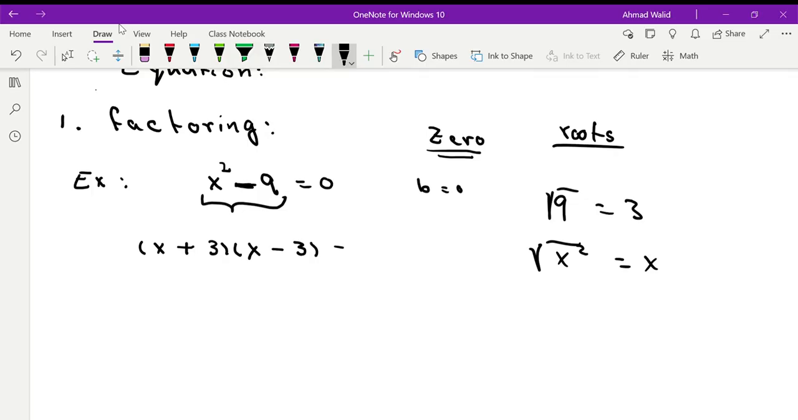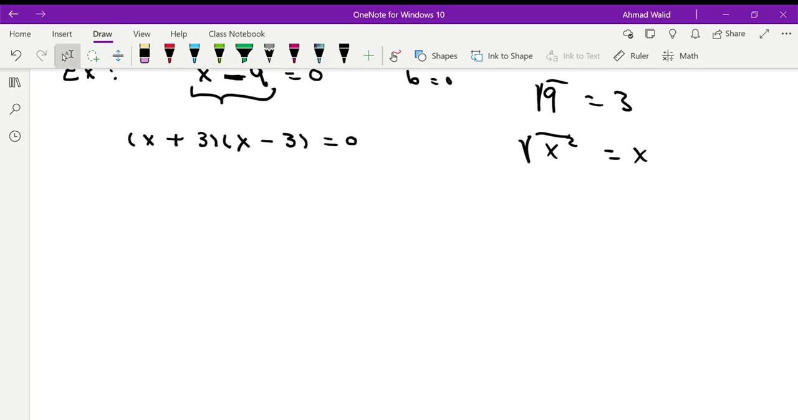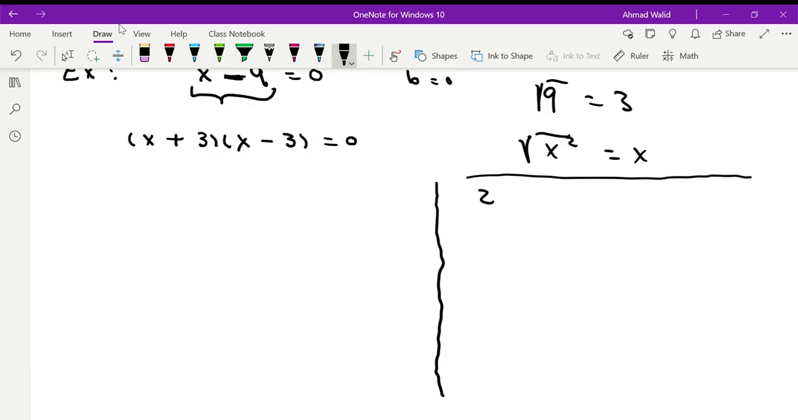Correct? Now equal to 0. From here on, how to solve this? I told you that I will talk about the most important property of the equations. There is a property for the equations. And what is that property? We call it the zero property of the equations. What is the zero property of the equations?